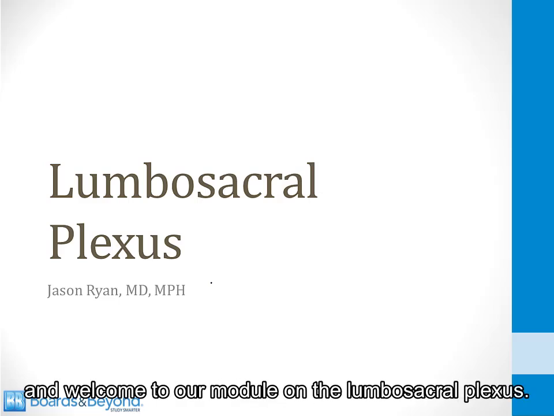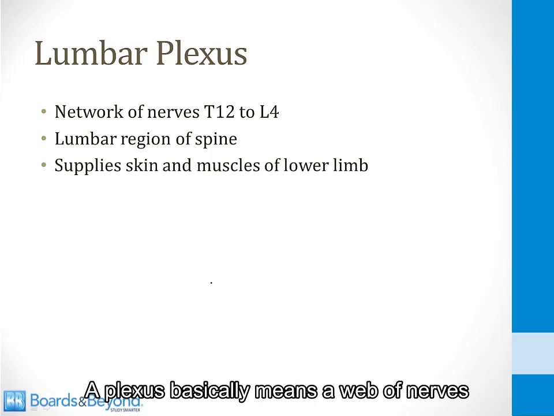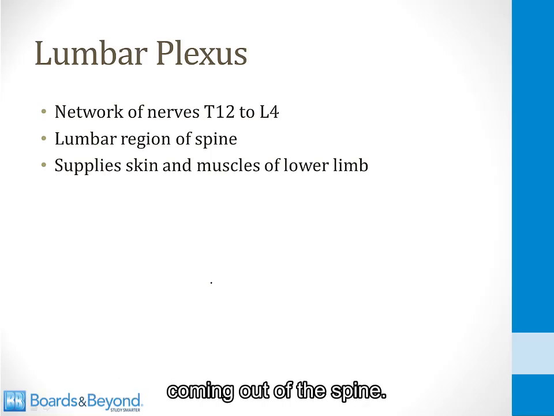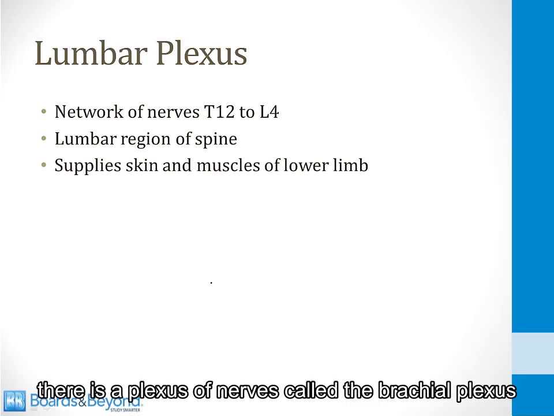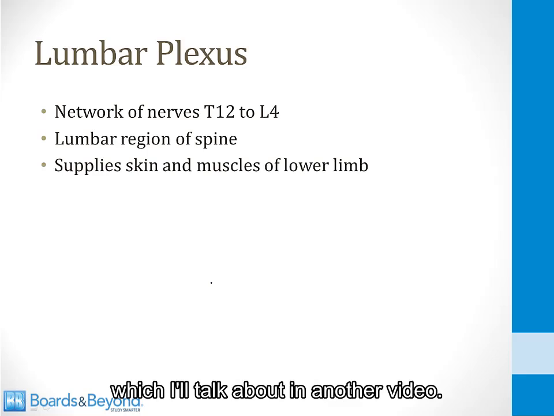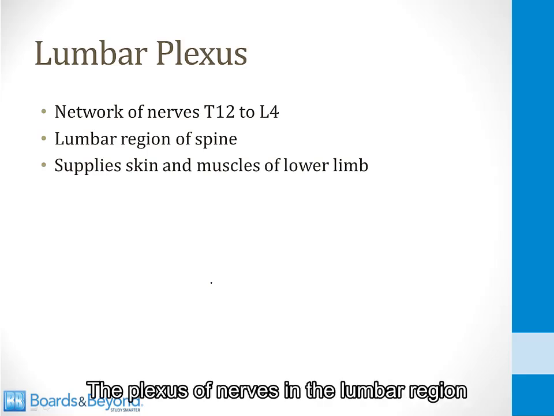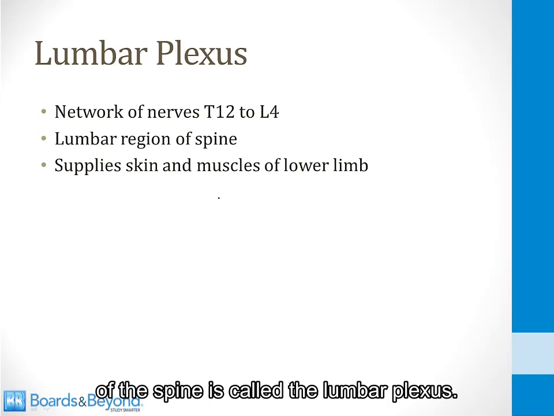Hello everyone and welcome to our module on the lumbosacral plexus. A plexus basically means a web of nerves coming out of the spine. In the arm region of the spine, there is a plexus of nerves called the brachial plexus, which I talk about in another video. The plexus of nerves in the lumbar region of the spine is called the lumbar plexus.